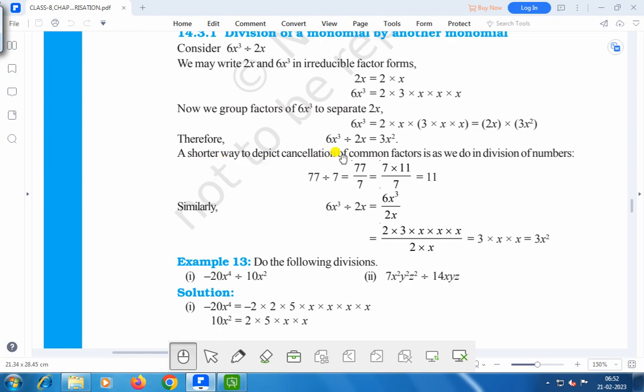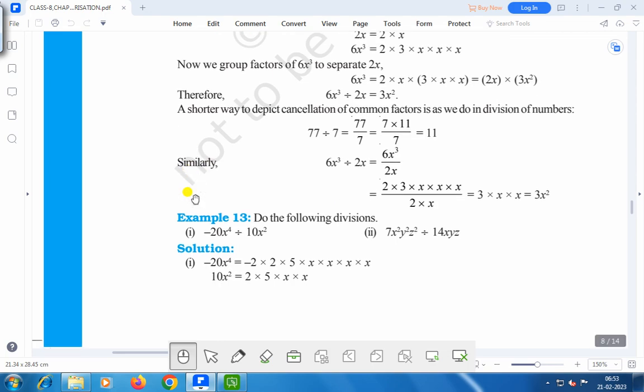A shorter way to depict cancellation of common factors is as we do in division of numbers. 77 divided by 7 is 7 into 11 by 7, that is 11. In the same way, 6x³ divided by 2x, written in irreducible form, gives 3 into x into x, that is 3x².